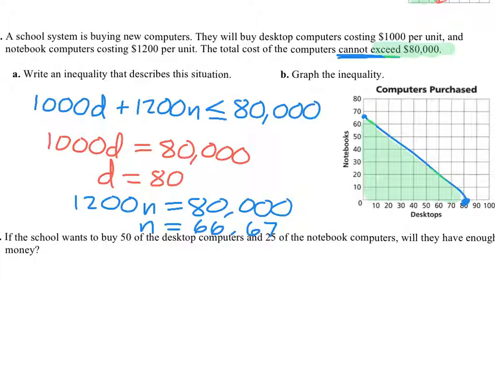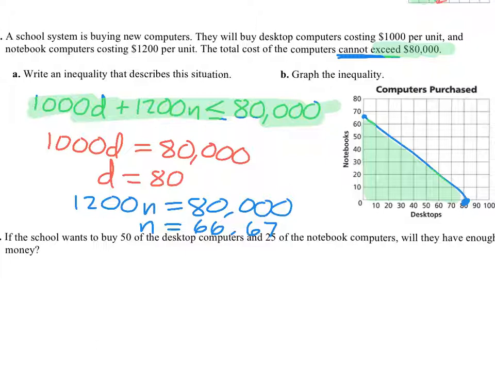All right, so we wrote an inequality to describe the situation. That's the answer here. Then we graph the inequality, and now we have to answer a question below. The school wants to buy 50 desktops and 25 notebooks. Will they have enough? So there's two ways to do this. One, you can look for the point 50, 25.